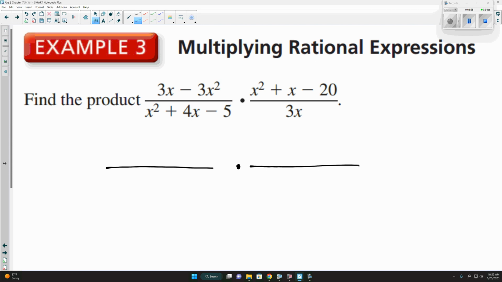Now out of these 4, 3x is already as simplified as it gets. It's one term. There's nothing we can do to it. So we can just rewrite it as 3x.